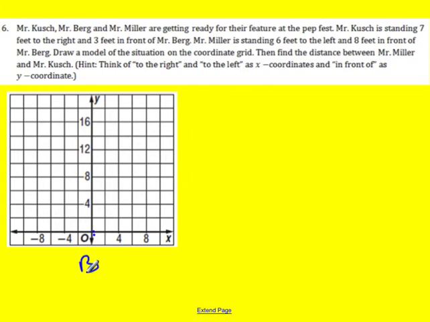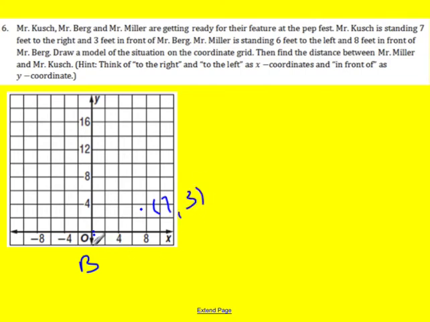Okay, then it says that Mr. Cush is standing 7 feet to the right. Well, 7 feet to the right is going to be about right here, and then 3 feet in front of. So that's going to be about right here. Since we went right and up, it's both positive. So we went 7 feet over and 3 feet up.